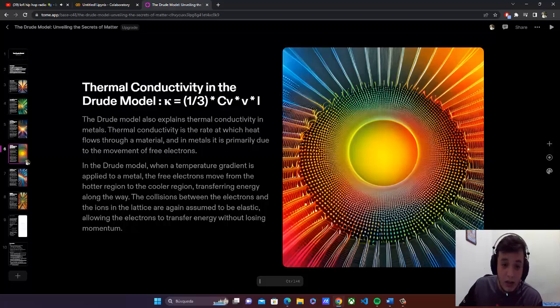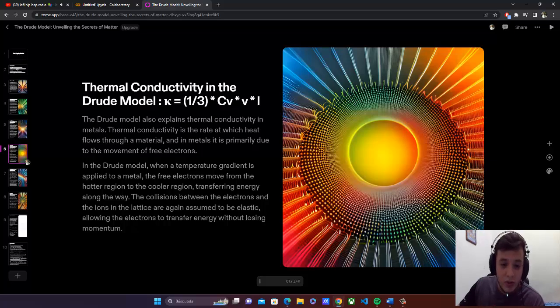According to the formula, the thermal conductivity is directly proportional to the molar heat capacity, the average velocity of electrons, and the mean free path of electrons. In the Drude model, thermal conductivity is explained by the fact that electrons can transfer thermal energy through elastic collisions with other electrons or impurities in the material. The average velocity of electrons and the mean free path influence the amount of thermal energy that electrons can transport.